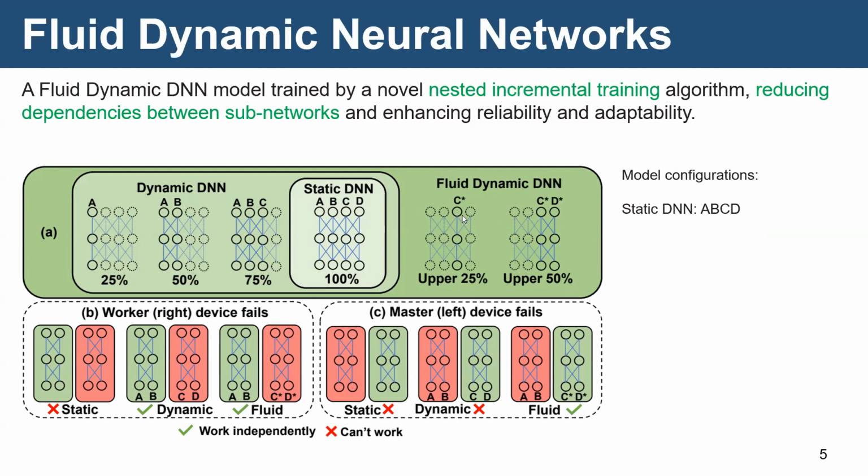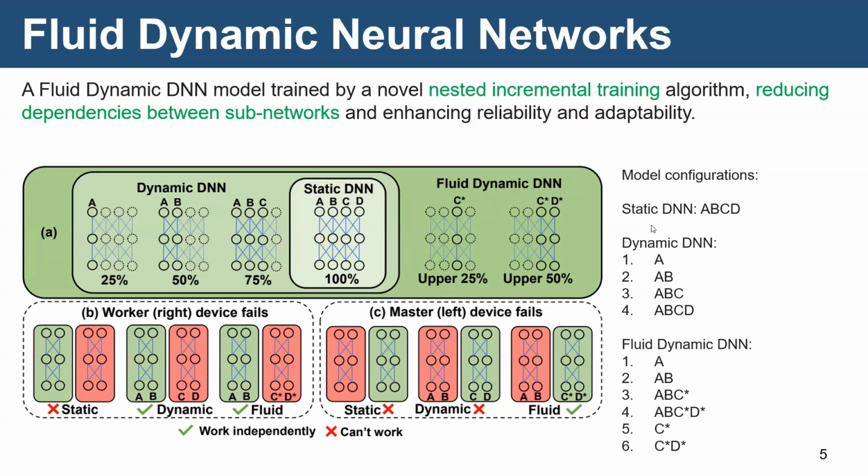So here's a summary of the model configurations. For static DNN models, because all the weights must be used, the configuration is ABCD. For dynamic DNNs, it also has the full network ABCD, but in a full incremental model design, it also has three subnetworks. In the case of fluid dynamic DNN models, because we decouple the dependencies between subnetworks, now we have two additional subnetworks, another 25% and a 50% model using the upper model weight.